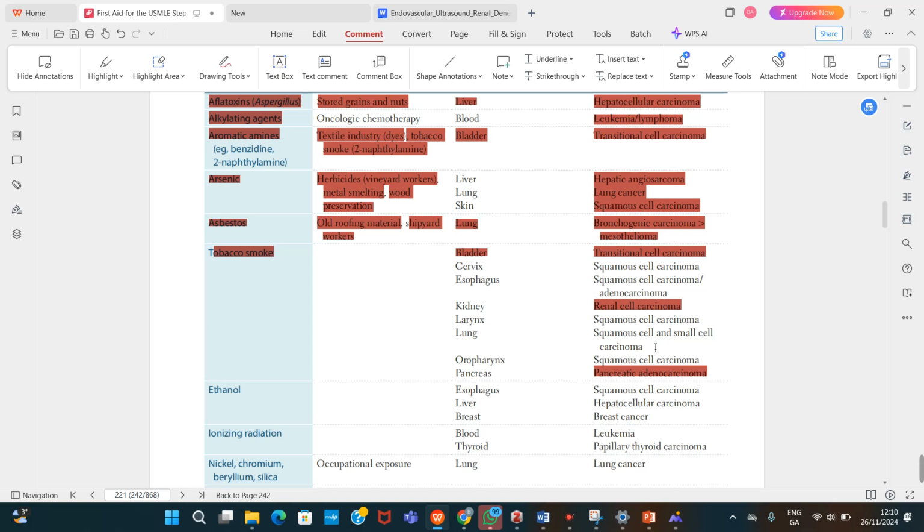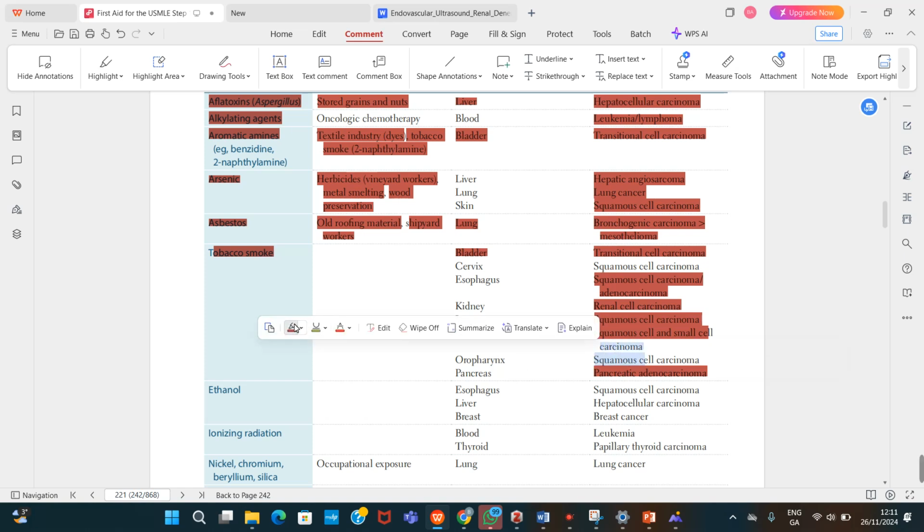You cannot forget it. People that smoke inhale the smoke through their mouth. So it can be a problem in the oropharynx, squamous cell carcinoma of the oropharynx. It goes to the esophagus, squamous cell carcinoma of the esophagus, as well as adenocarcinoma too. It goes to the airway, larynx, squamous cell carcinoma of the larynx. It finally settles in the lungs and causes what? Squamous cell carcinoma and small cell carcinoma of the lungs.